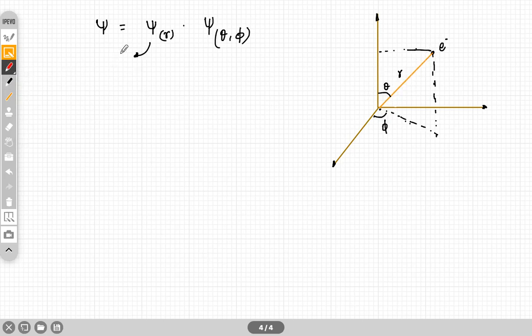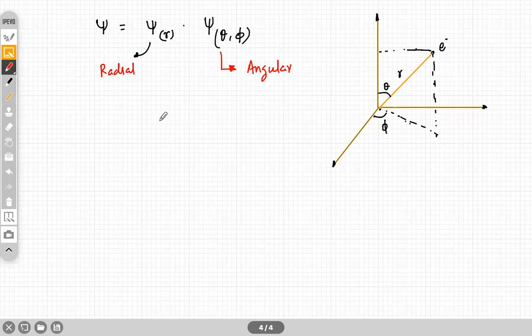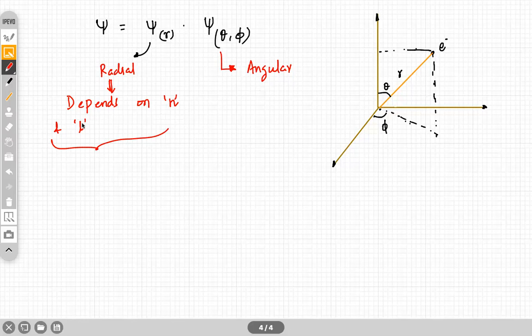So this part is radial, and this part here is angular. Radial and angular, okay? So the wave function has two parts, radial and angular. The radial part of the wave function depends upon two values, the principal quantum number n and the azimuthal quantum number l, n and l. Right, it gives us an idea of the size of the orbital.